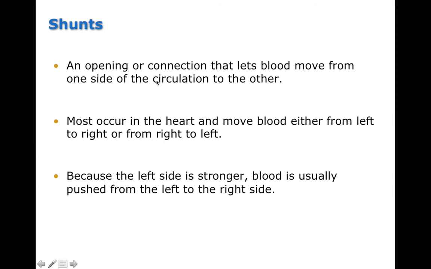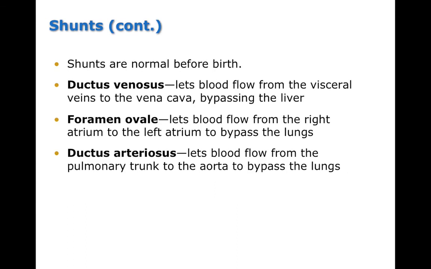So most occur in the heart and move blood from the right to the left side of the heart. Well, because the left side is stronger, blood's usually pushed from the left to the right side as well. So there's a little bit of backflow. However, you want to actually move blood into the systemic circulation. So some of the shunts that are normal before birth would be like ductus venosus, foramen ovale, or ductus arteriosus.